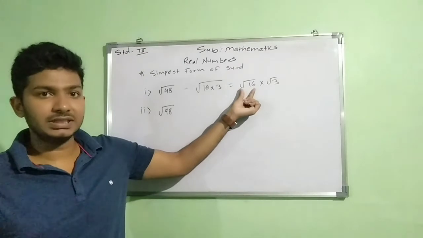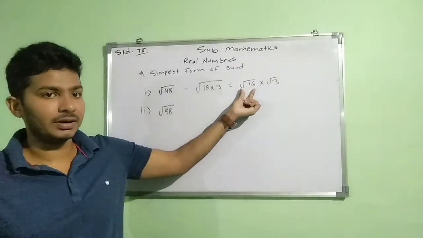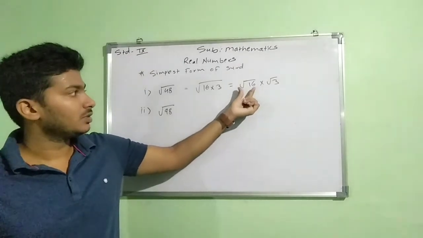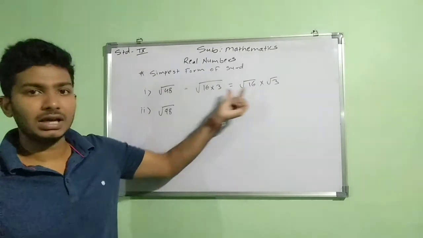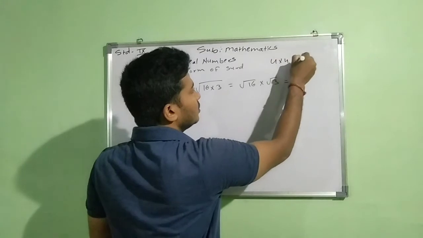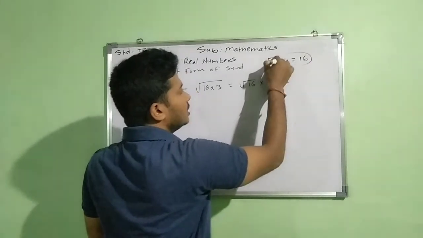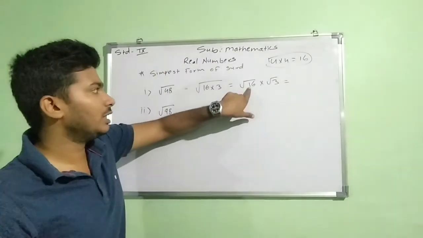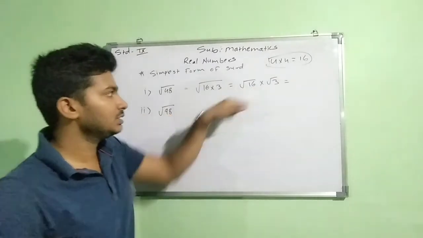Now under root 16 is a perfect square. That means we can find the square root of 16 and the value will be 4, because we know 4 into 4 is equal to 16. So that is what we can use here. The value of under root 16 is 4.